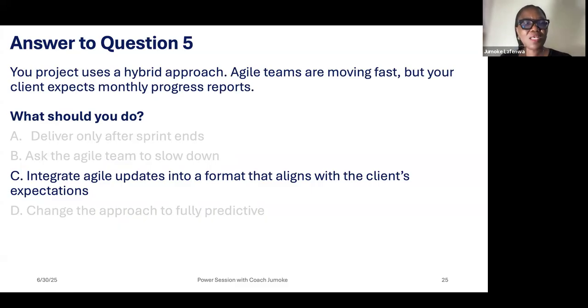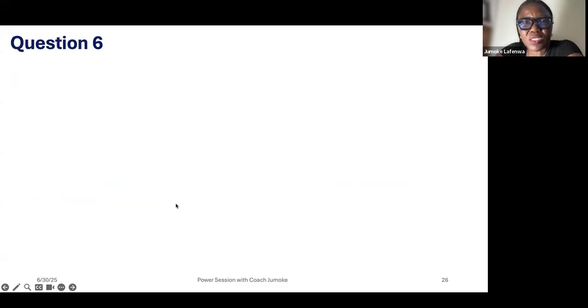Thanks, Tina. Incorporating the burn down chart and the burn up chart will be very helpful, because the burn up shows the amount of work that has been done, and the burn down shows the amount of work that has not been done. So change the approach to fully predictive? No, because the project uses a hybrid approach. It means there's an adaptive component to it, so you can't change. You cannot ask the Agile team to slow down. No. So C is the answer.